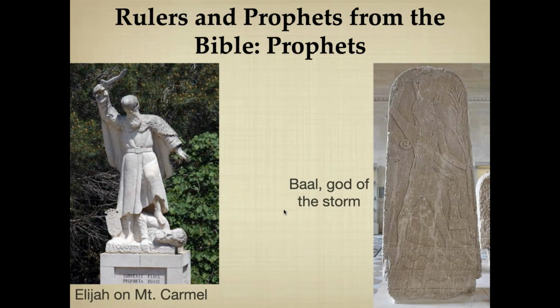And why did he confront them? Because they were false prophets and they worshiped the idol Baal. And here's one example. I've got many more in the photo museum of the god Baal. And you see him holding a rod and a lightning bolt because he was the god of the storm, the thunder and the lightning and so on. And basically it was a confrontation of who is the real God, Baal or the Lord God.